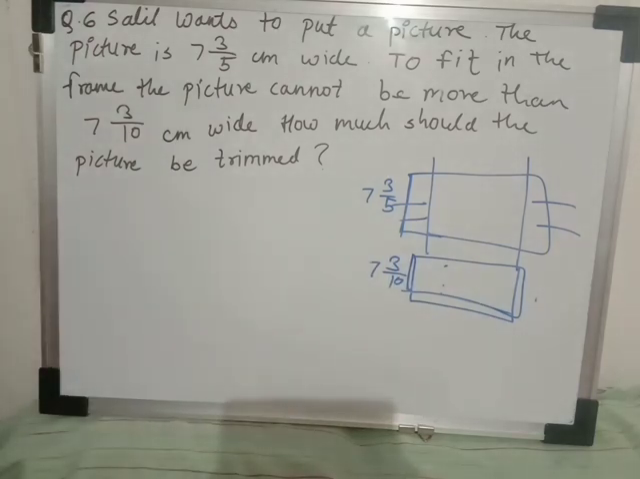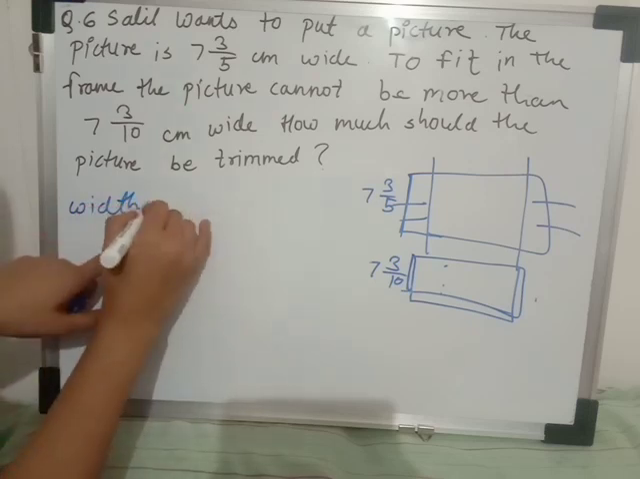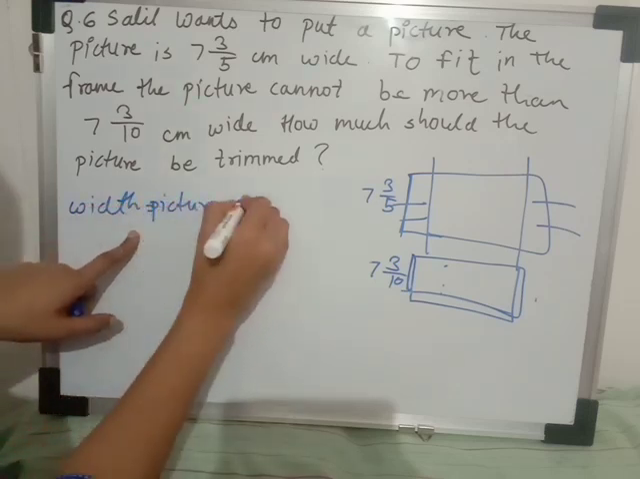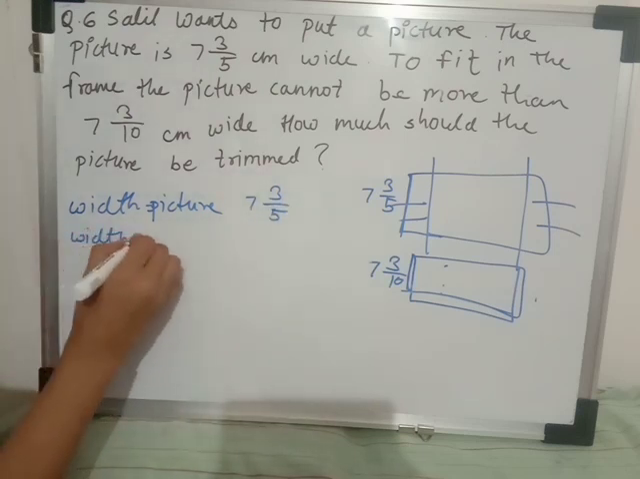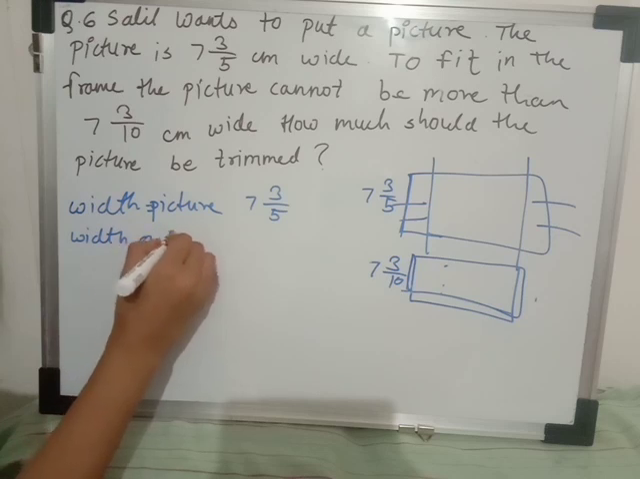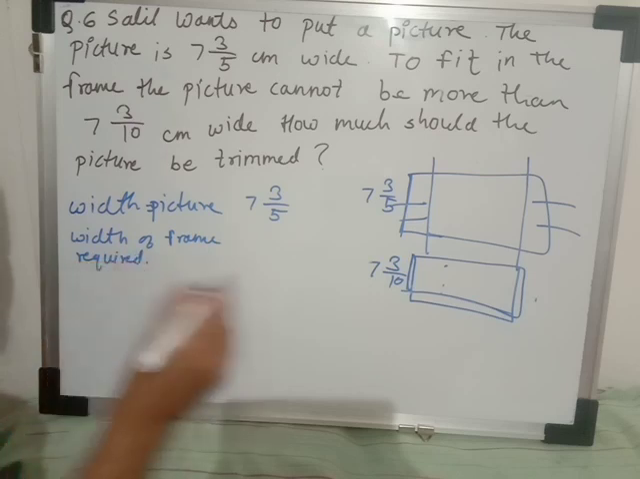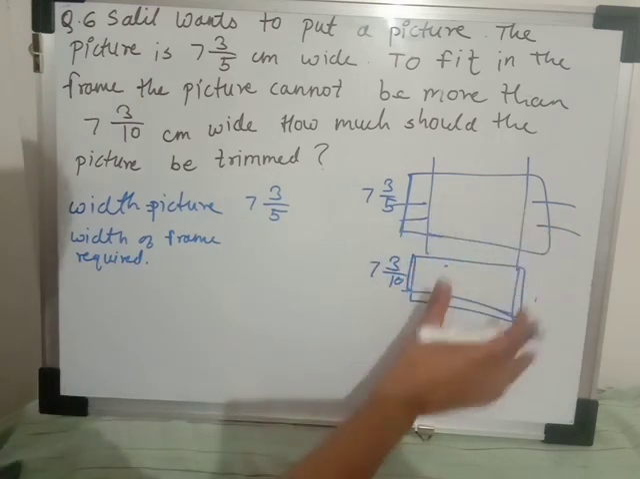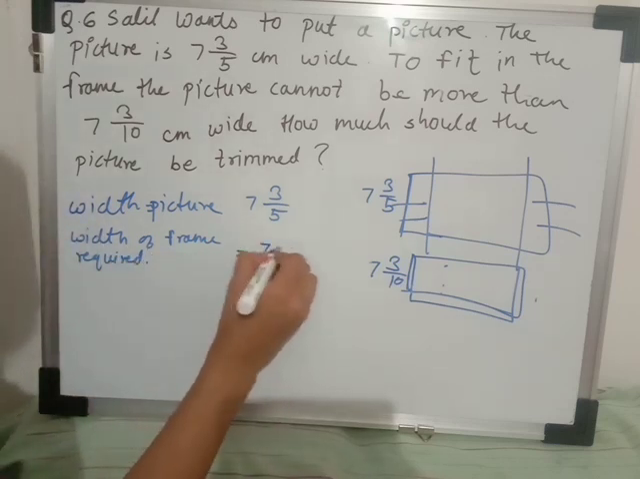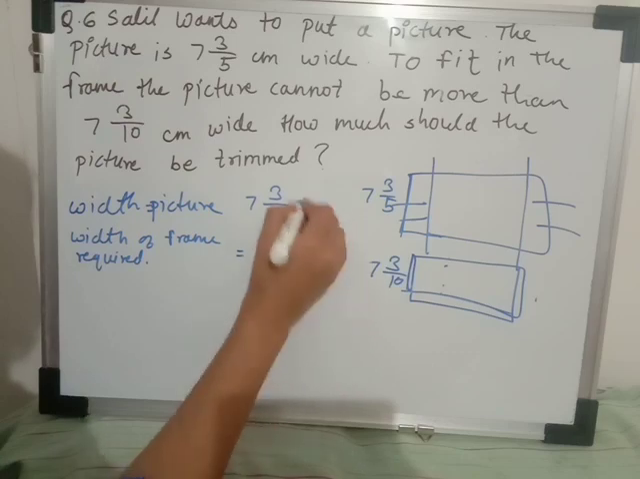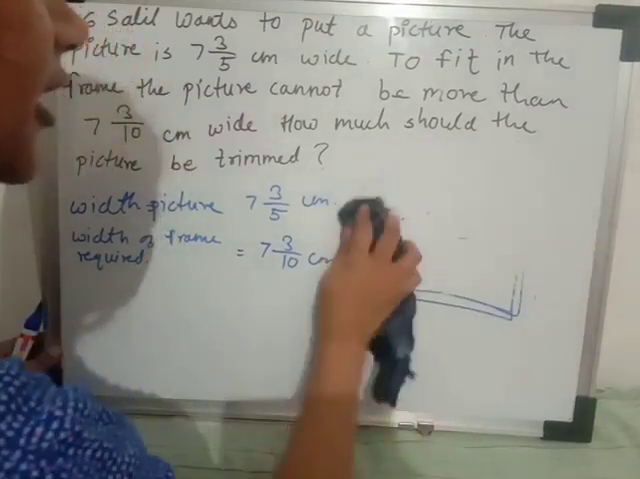So let's find it out. The width of the picture is 7 3/5. What is the width of the frame? That is the required width, रिक्वायर्ड मतलब उतनी ही चाहिए उसकी. अभी हम पिक्चर को ट्रिम कर सकते हैं, फ्रेम को ट्रिम नहीं कर सकते. So the required width is 7 3/10 centimeters. Let's convert them into improper fractions first.